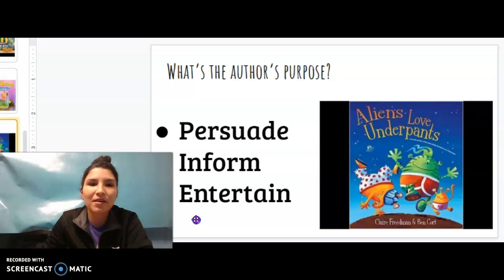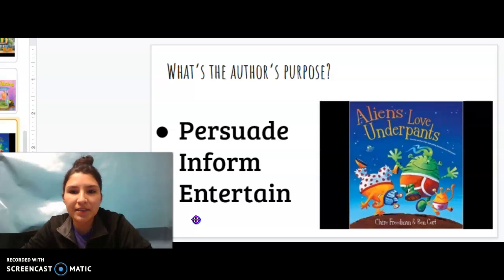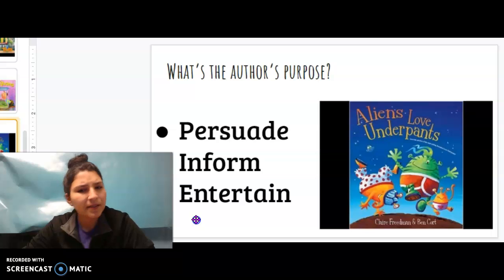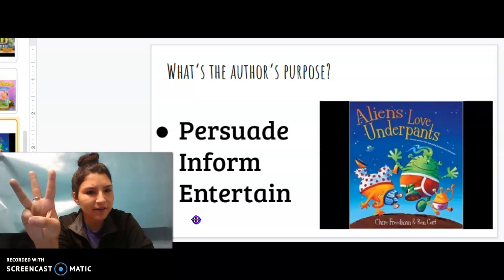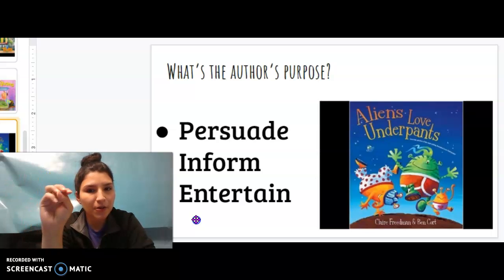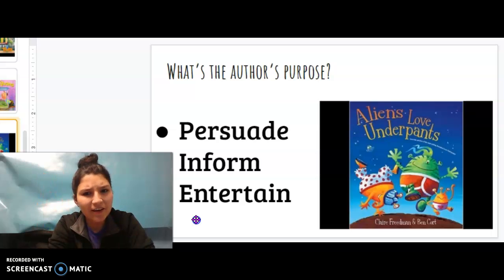All right, our next one. What's the author's purpose? The title of this book is Aliens Love Underpants. Persuade, inform, or entertain. What was the author's purpose for writing this story? To entertain you. Aliens Love Underpants. This book looks like it's a fictional book, right? Fictional books usually mean entertain. Are we going to see aliens with underpants? No, this book is just to make you laugh, to entertain you, okay?